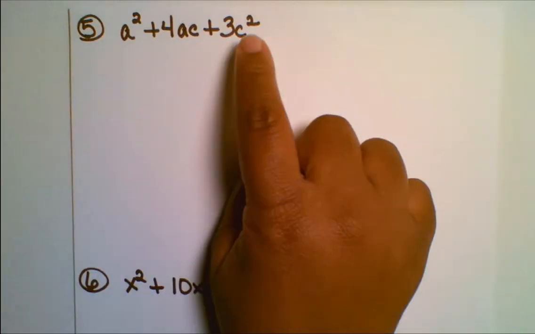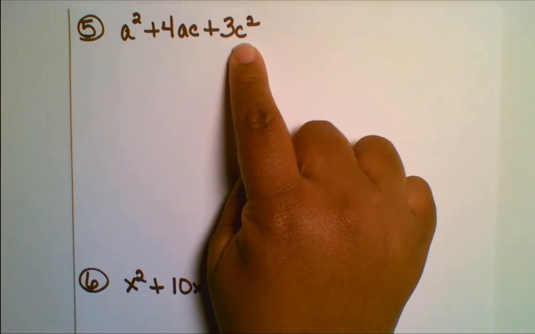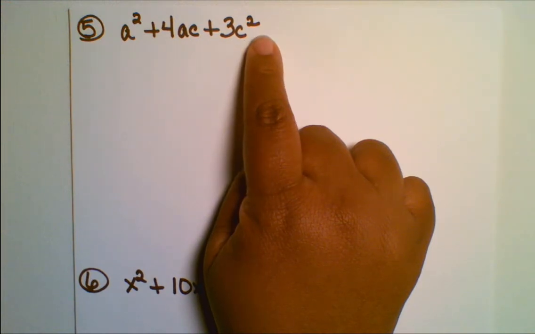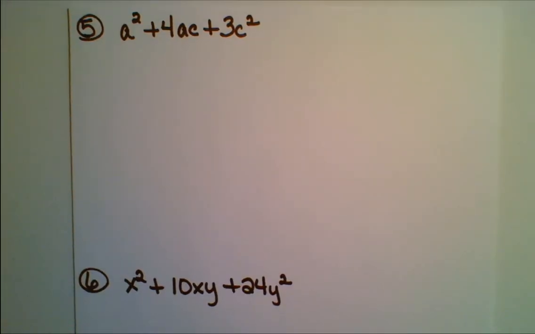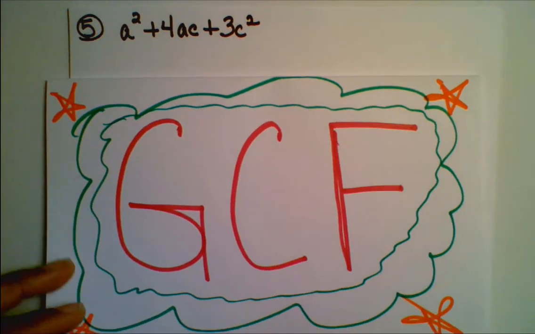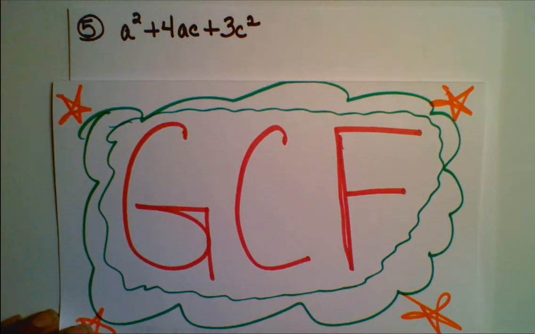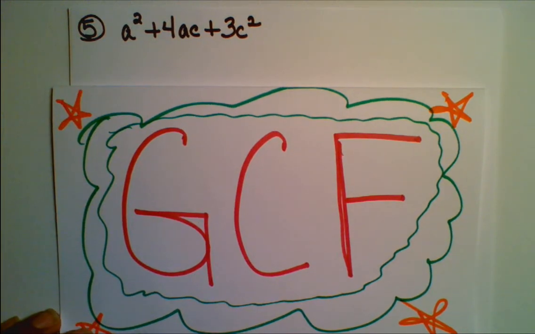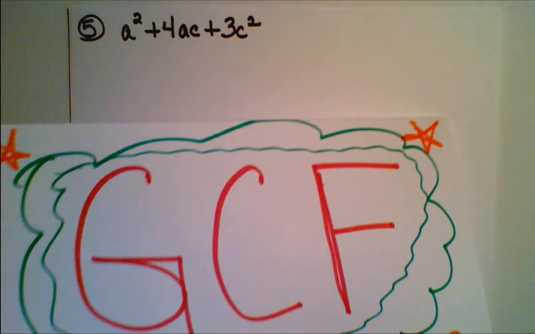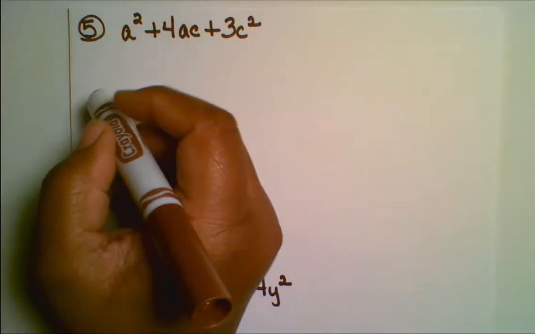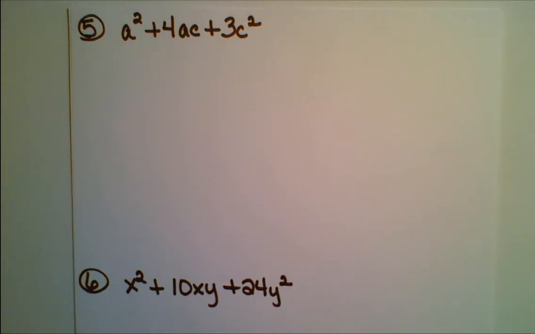Well, what makes the question different is that we have a variable with the last term, c squared. So we're going to talk about that. But before we get to that, don't forget to ask ourselves, is there a GCF that can be factored out? If so, factor it. And there is no GCF. So let's go ahead and set up our template.